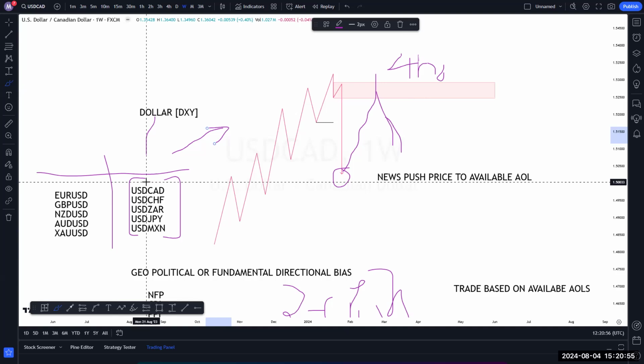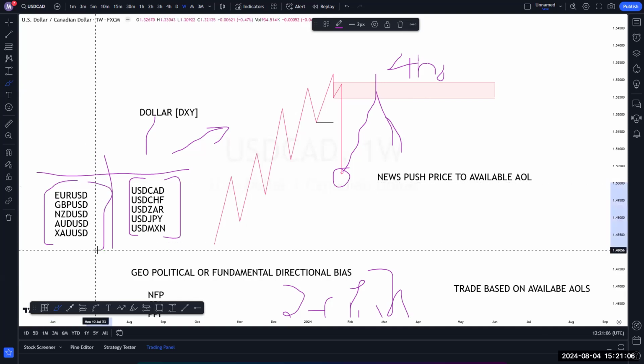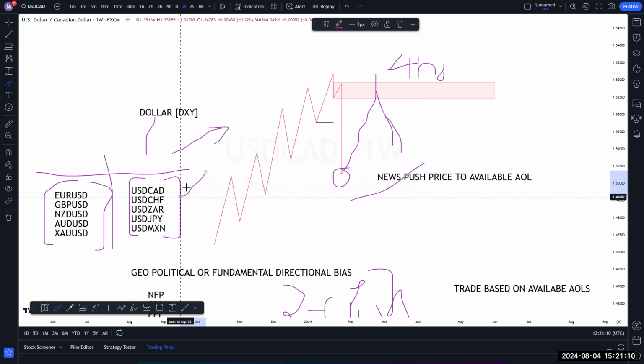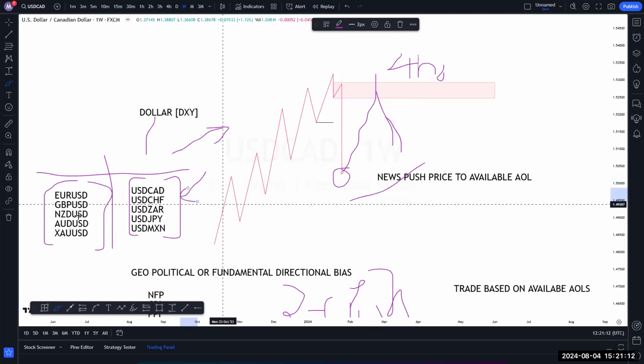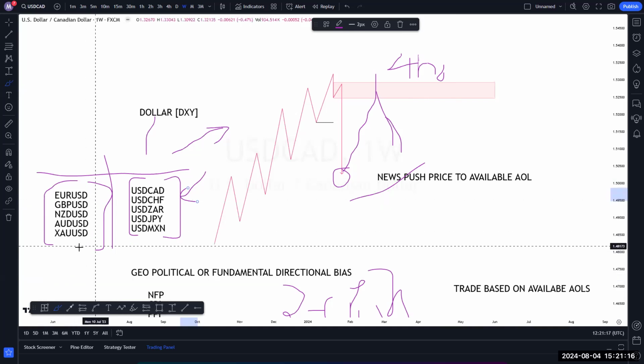USD CAD, USD CHF, USD ZAR, USD JPY, and USD Mexico, meaning that these pairs will also be moving in the opposite direction based on where the dollar is likely to go. Whenever we are buying USD CAD, we are going to sell the dollar against Euro USD, GBP USD, NZD, and so it is.